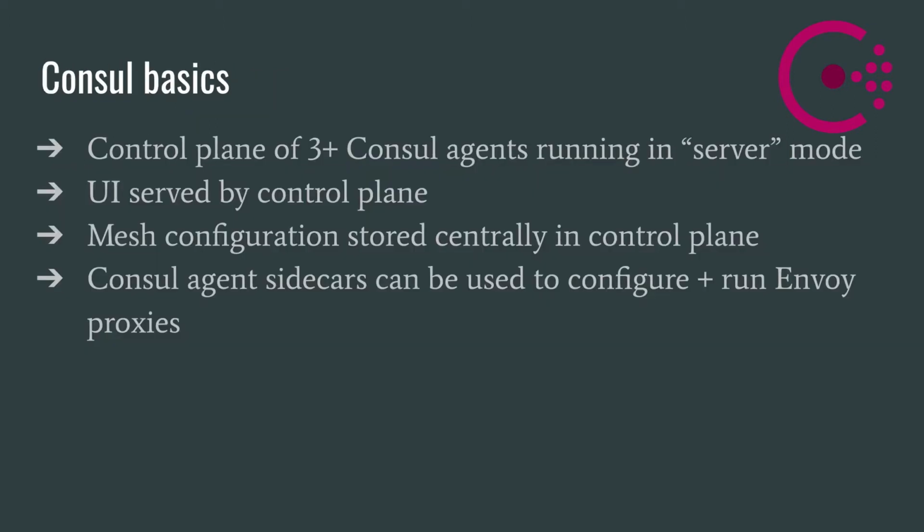So the basics of getting Consul running are that we need a control plane, which is 3 or more Consul agents running in server mode, which can store the state and the configuration of our mesh. The control plane also serves a nice UI for visualizing what's going on and checking the status of everything. The other piece of the puzzle is the Consul agents and the Envoy proxies, which run as sidecars to other applications that are part of the service mesh. We'll see a bit more about this as we build it up.